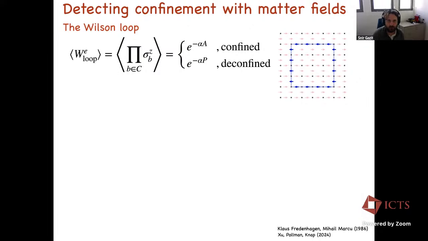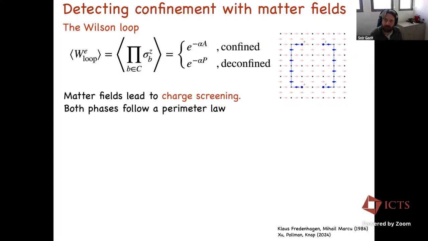The standard way to detect those confining transitions is via what is known as Wilson loops, which is basically a product over the sigma z or the sigma x operator around a closed loop, which will admit an area scaling in the confining phase and a perimeter scaling in the deconfined phase. Unfortunately, in the presence of matter fields, those observables are slightly ill-defined due to charge screening. Basically, in the confining phase, at some point, if you start increasing the size of the string, it pays off to introduce out of the vacuum two matter fields that would screen the interaction, such that both phases would now follow a perimeter law instead of an area law in the confining phase.